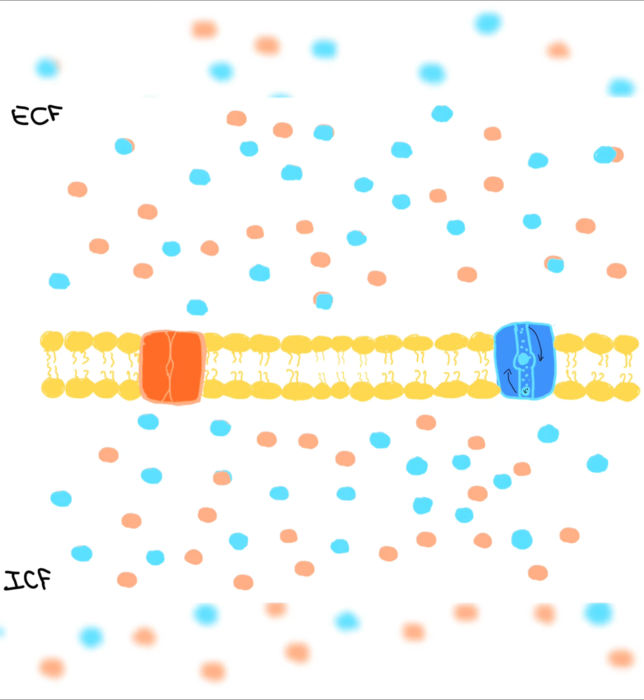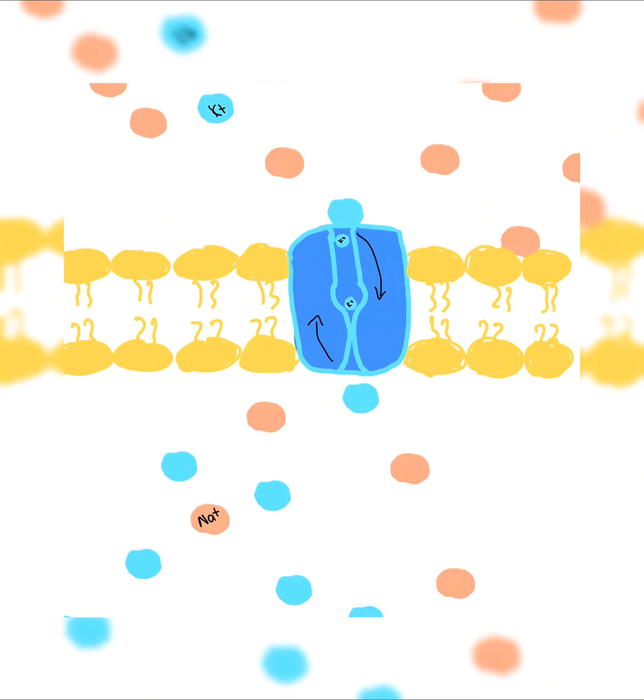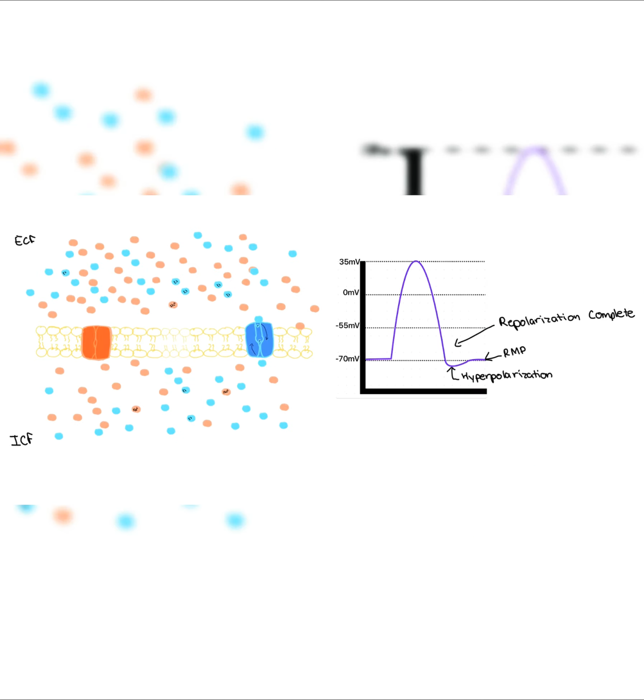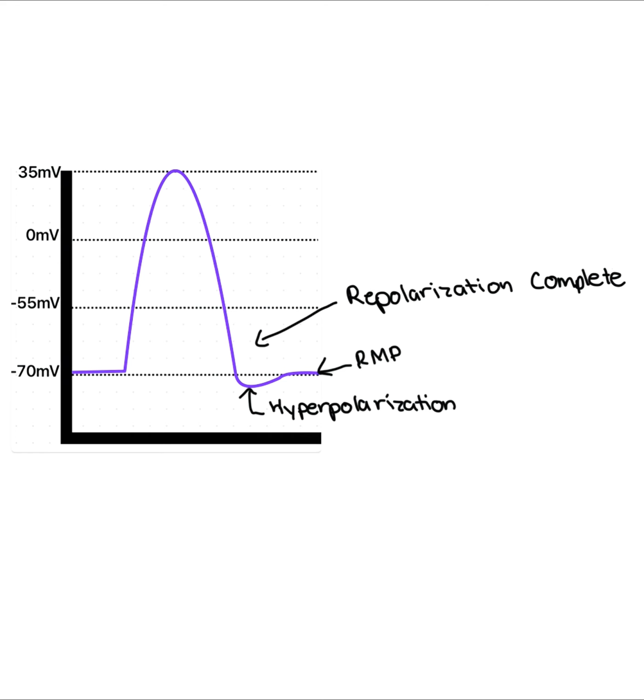After depolarization, potassium gates open and remain open for a bit longer, allowing potassium ions to flow from the ICF to the ECF, leading to the repolarization. As the potassium channels stay open longer than the sodium channels, more potassium leaves than the amount of sodium enters, causing hyperpolarization, meaning that the voltage drops 1 or 2 mV more negative than the original resting potential of negative 70 mV.